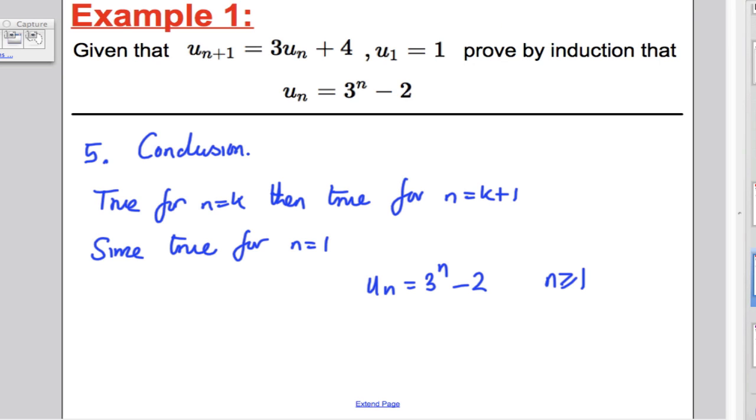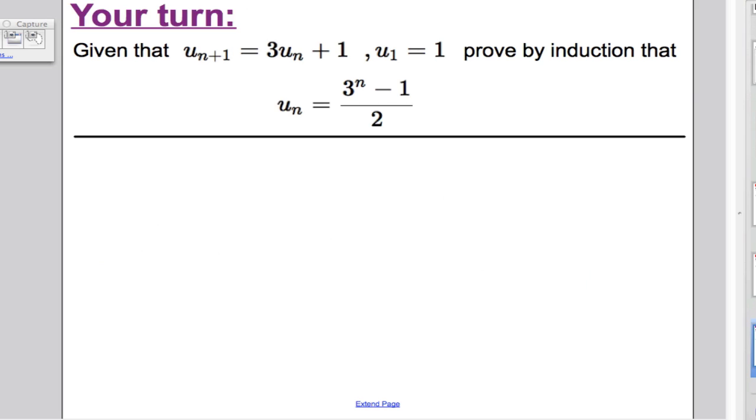I would like you to try an example very similar now. Here's your turn. Pause the video, work through this proof by induction, and then we will go through the answers in 10 seconds.